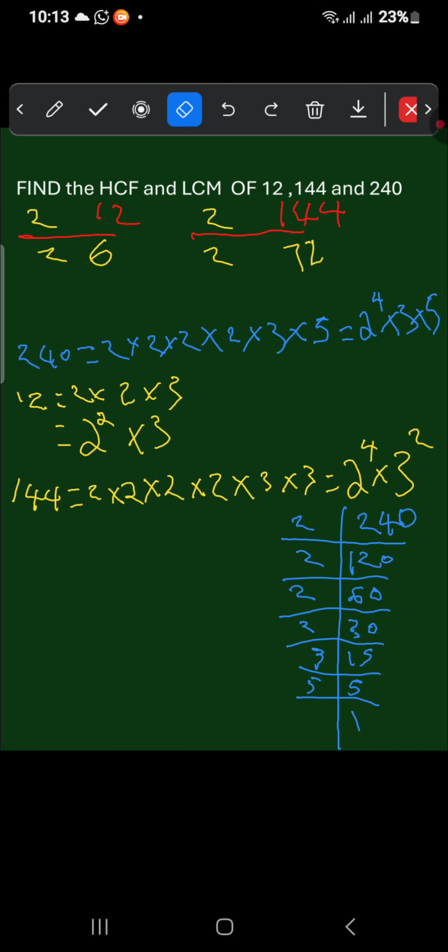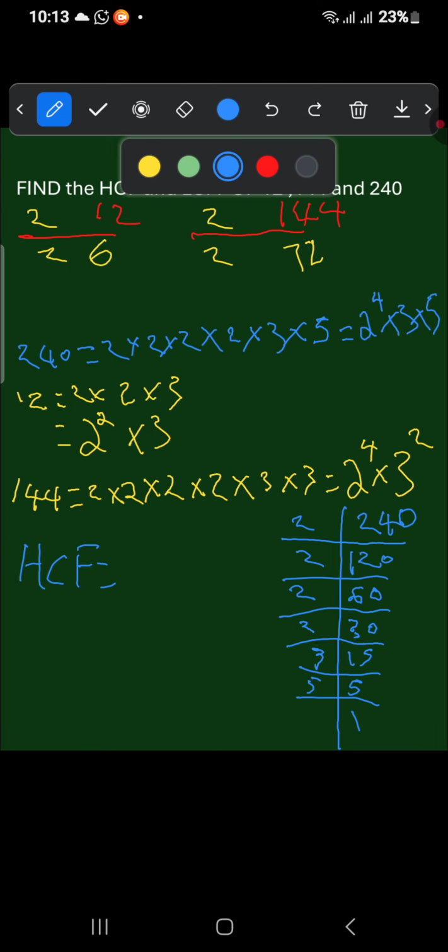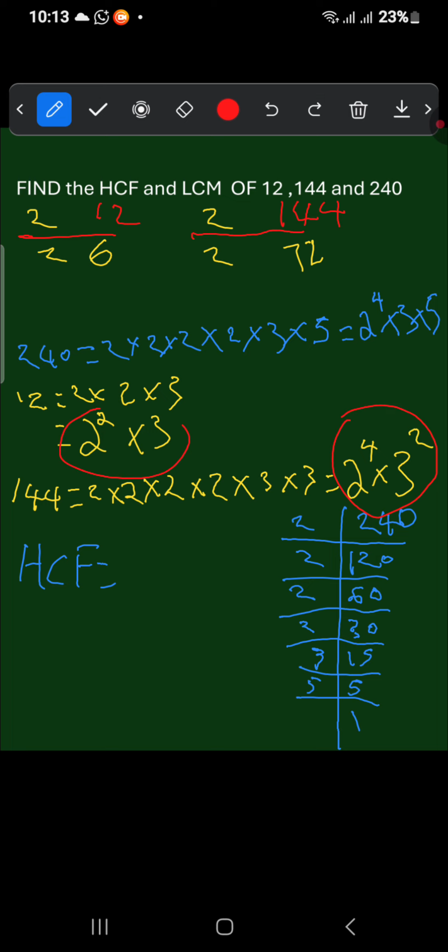Right, now let's find our highest common factor. For our highest common factor, we look for a number that appears both sides. I focus on this, this, and this. A number that appears both sides is 2. Now the lowest exponent of 2: the exponent of 2 is 4, the exponent of 2 is 2, the exponent of 2 is 4. So I take the lowest exponent, that is exponent 2. Now a number that appears in all of them again is 3.